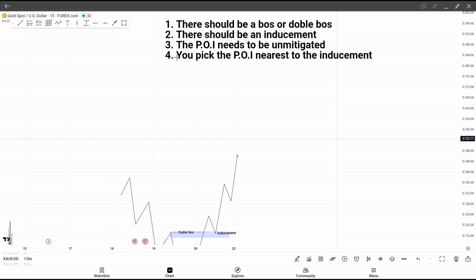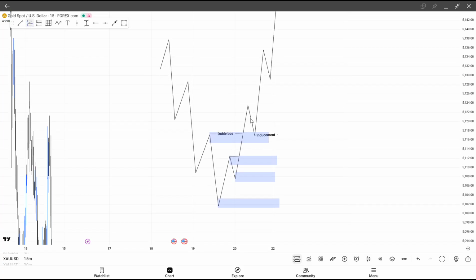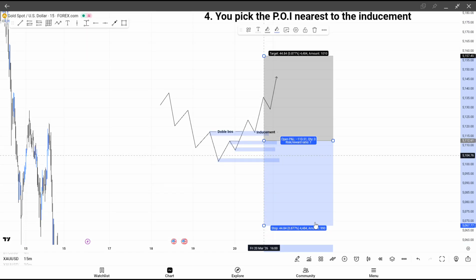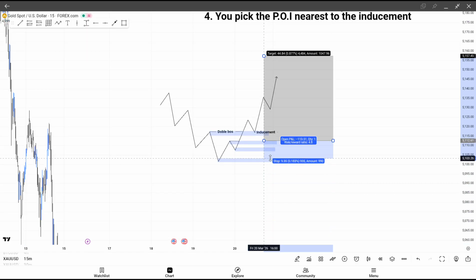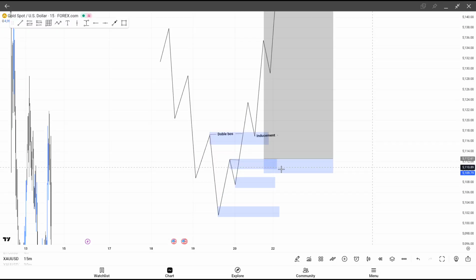The fourth rule says you pick the point of interest nearest to the inducement. So the point of interest nearest to the inducement is which one? Is it this breaker block above here? Oh, below, sorry. Below here. This is the point of interest that you are taking.